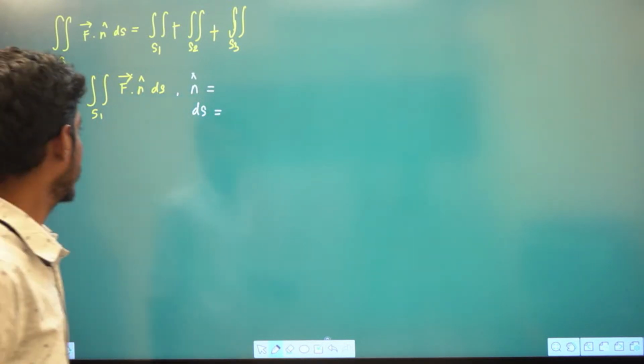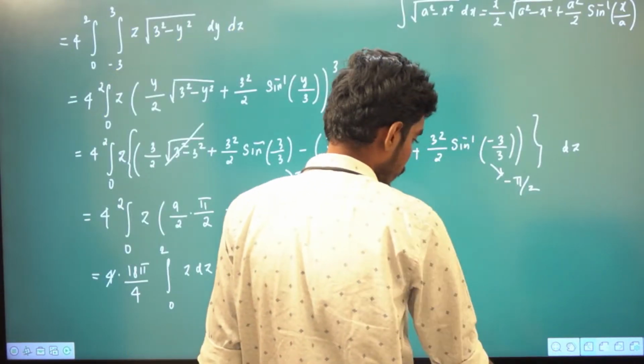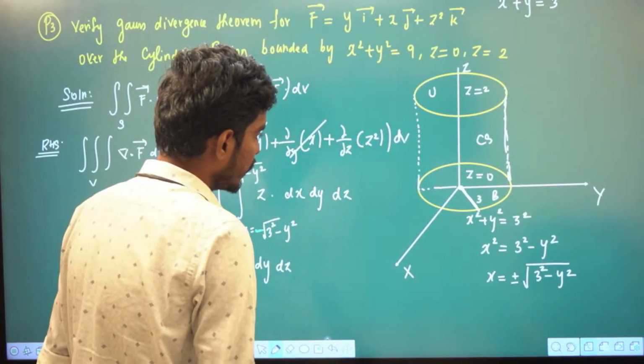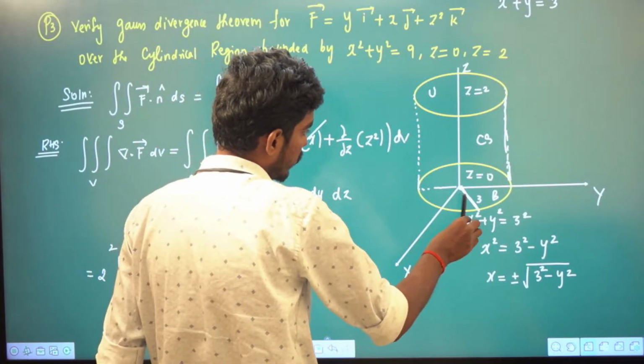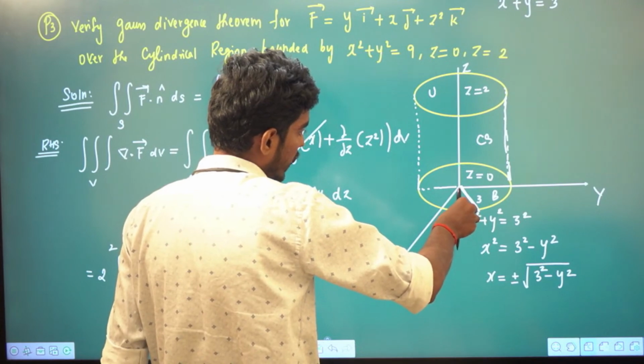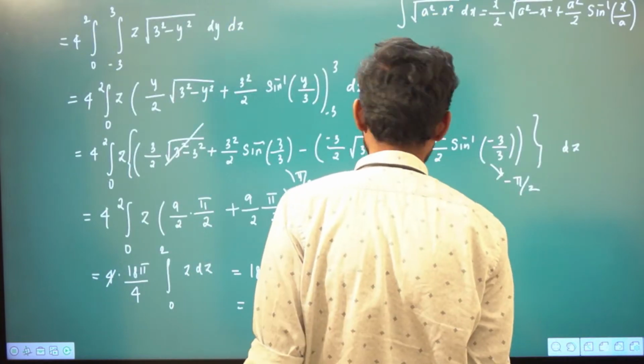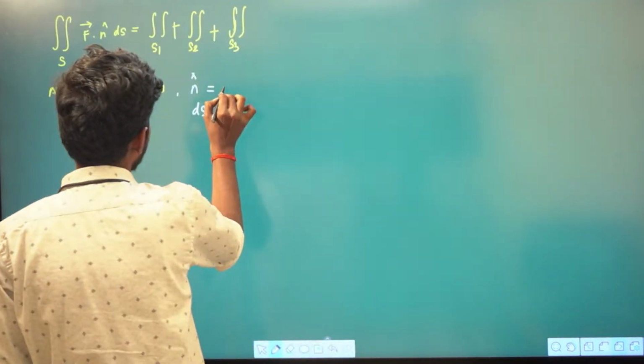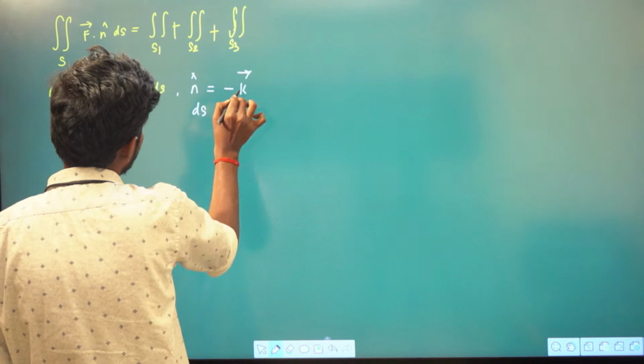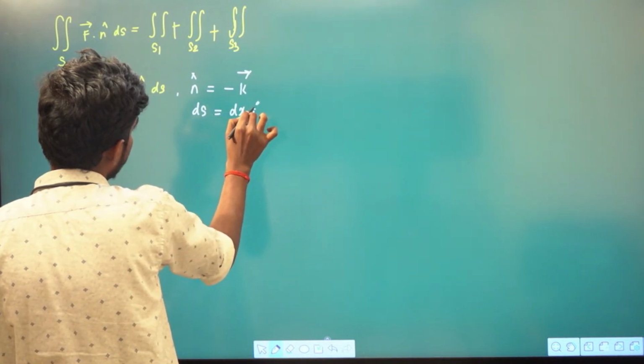For n cap, S1 is the bottom surface, right? Now you can see this is our n cap for the bottom surface. So our n cap is nothing but opposite of z. So n cap is minus k vector. Yes or no? n cap is minus k vector, and dS will be dx dy.